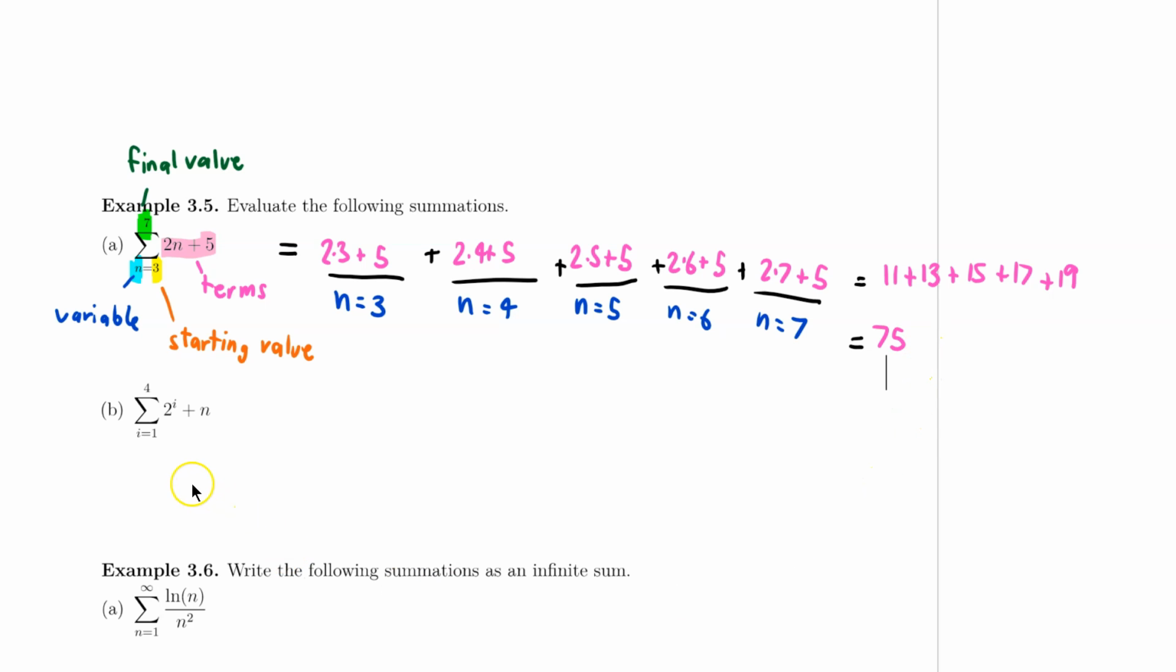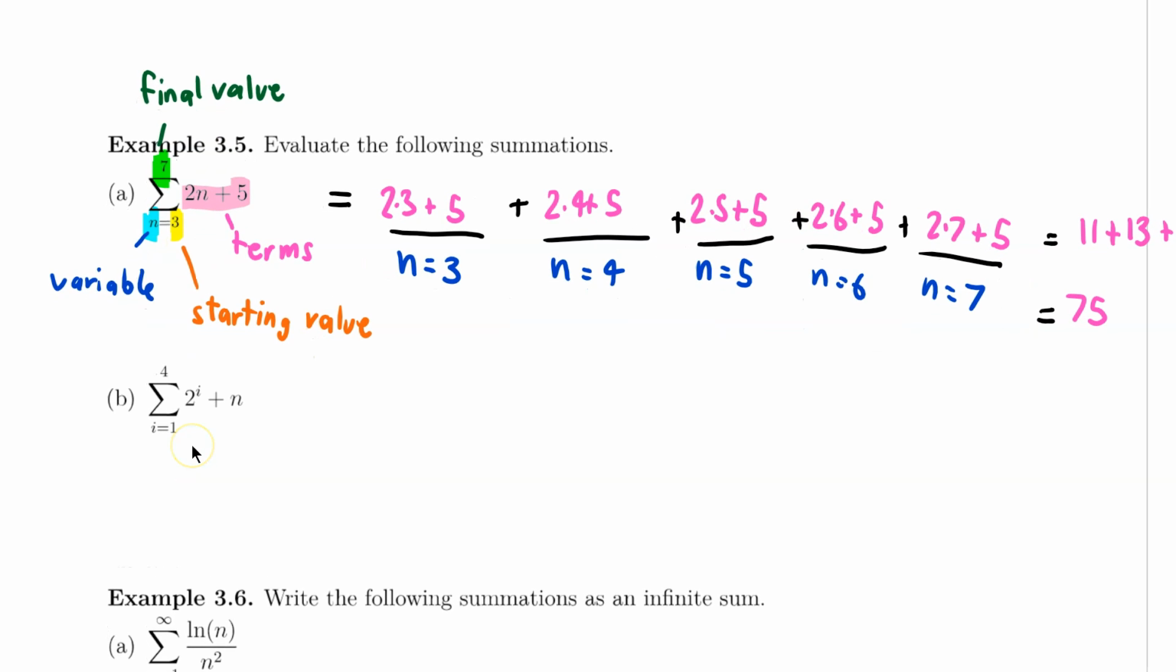So let's try to do this again. Now my term is going to be 2 to the i plus n. My variable is going to be i. My starting value is going to be 1, and my final value is going to be 4. So then here, I'm going to have a bunch of numbers being added up.